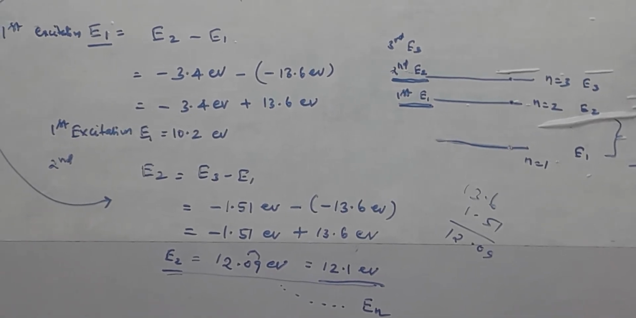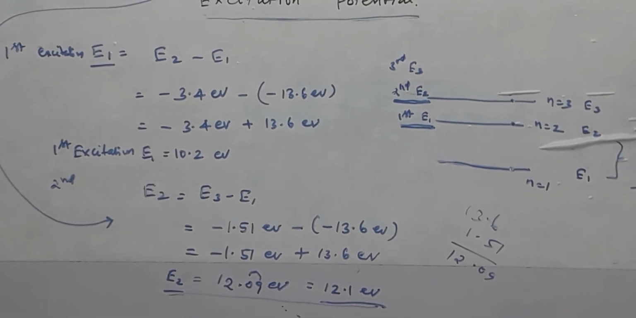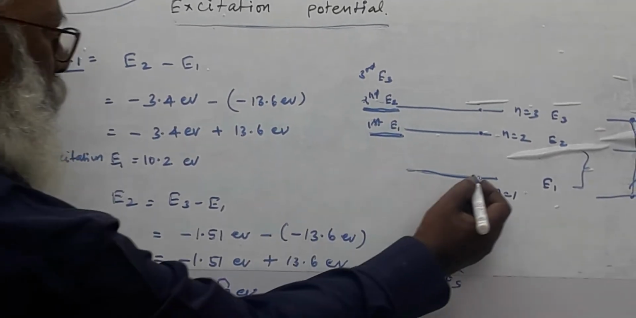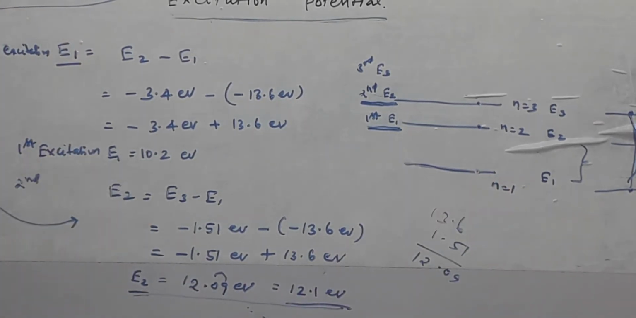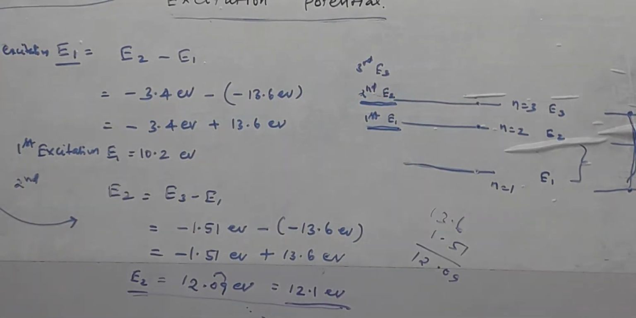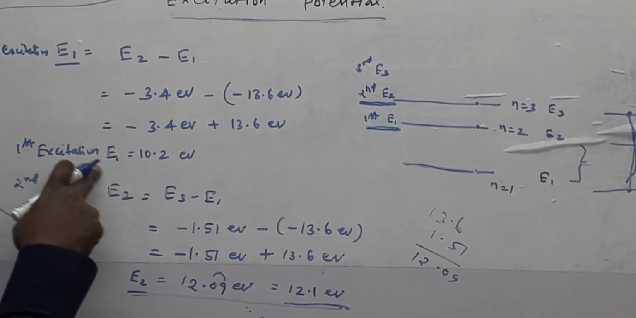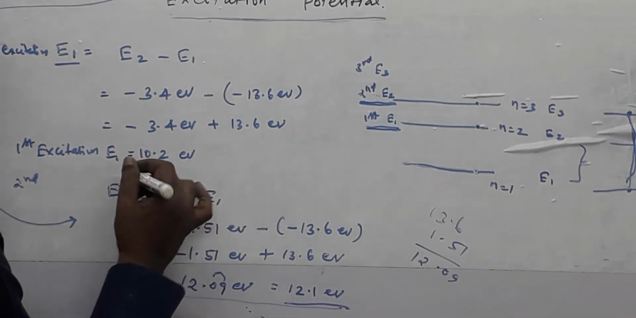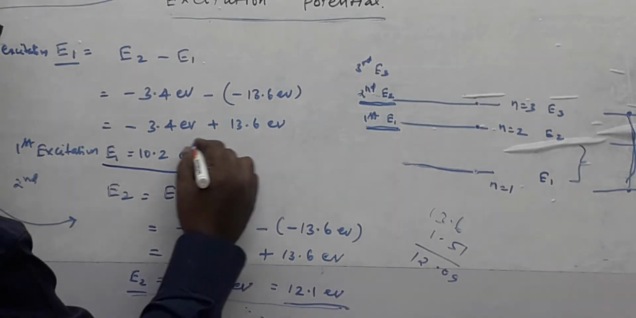Now we have to clear the definition once again. The energy required to excite an electron from a lower energy state to any higher energy level is known as excitation energy. This is called the first excitation energy value, 10.2 electron volt.